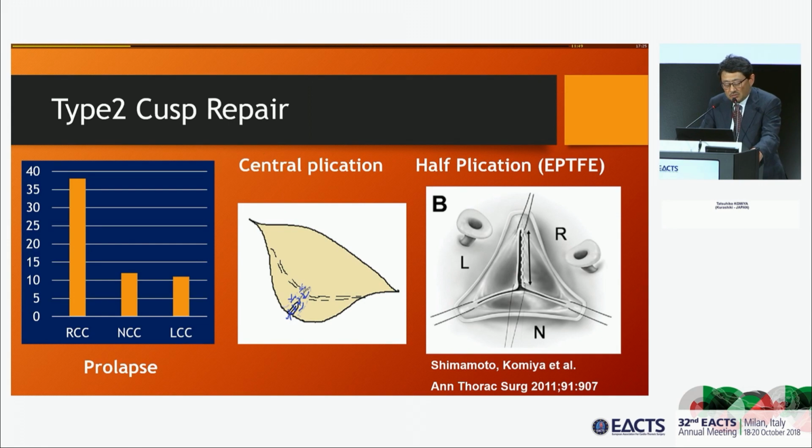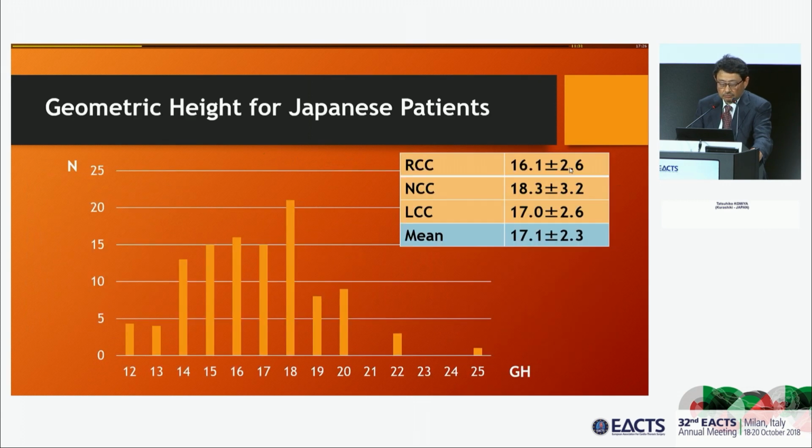Type 2 cusp prolapse was often observed in right coronary cusps, and the repair technique was mainly central plication, and occasionally suspension with Gore-Tex suture was taken.